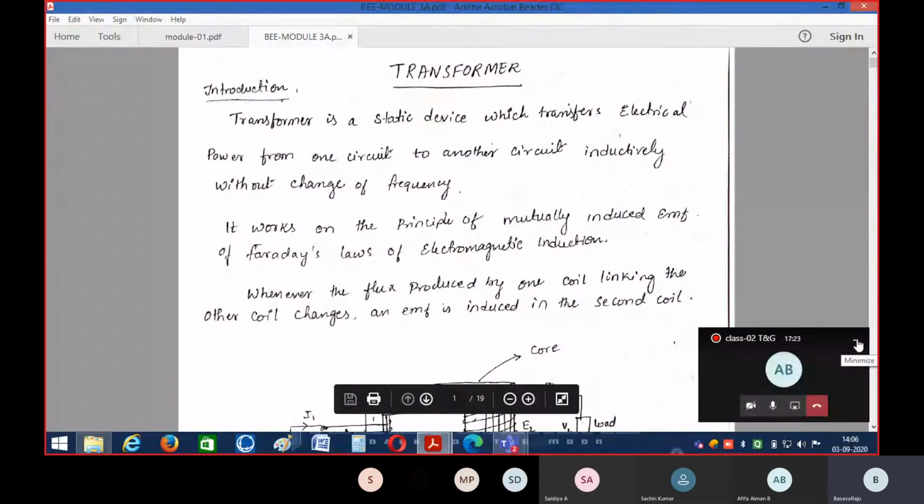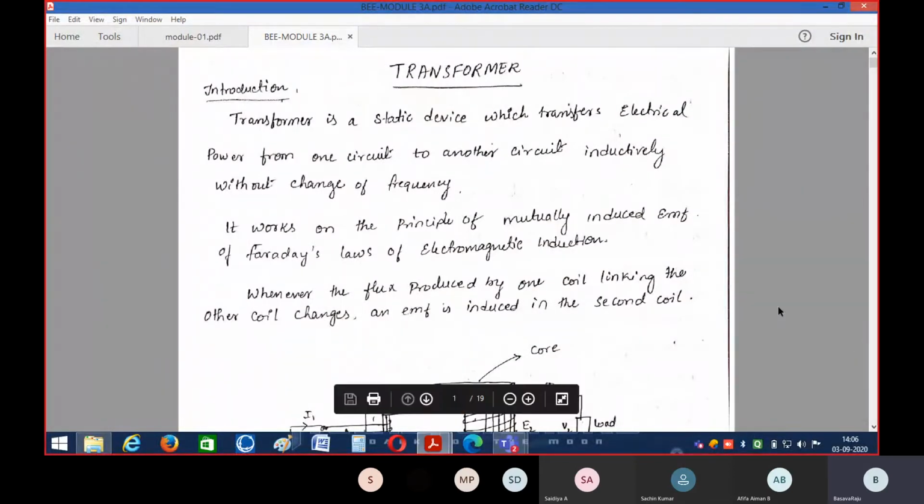In this class today we will discuss what a transformer is, and the concepts you already studied in the previous classes. We will just recall them once again, and then enter into the actual subject.